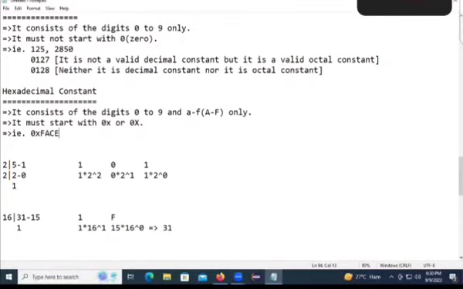Why is A to F valid? How is the value calculated? E into 16 to the power 0, plus C into 16 to the power 1, A into 16 to the power 2, and F is 15. Then apply the values: 15, 10, 12, 14. Apply it and you get the value, that is the decimal value. This is true.